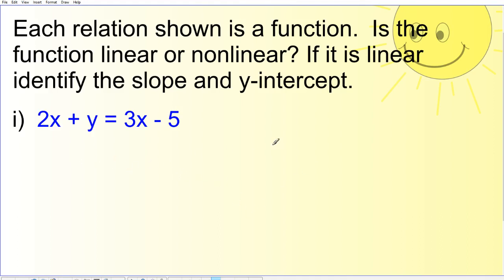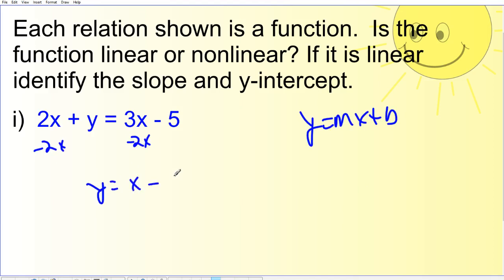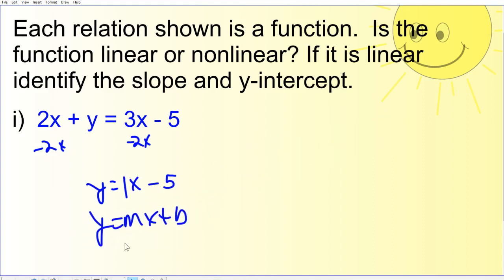So you'll probably try to take this and make it look like that. You subtracted 2x on both sides. Y equals 1x minus 5, because 3 minus 2 is 1. And you look at it, compared with slope-intercept form, you go, that looks the same. There's no weird exponents on my x. This fits into that same form. This is linear.